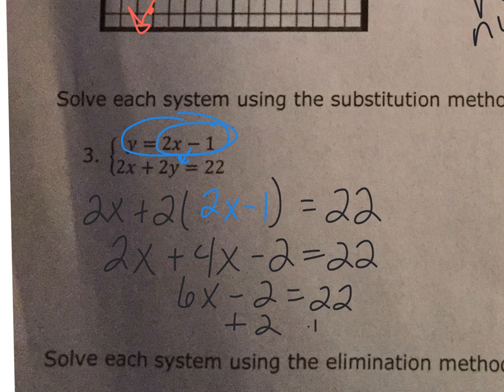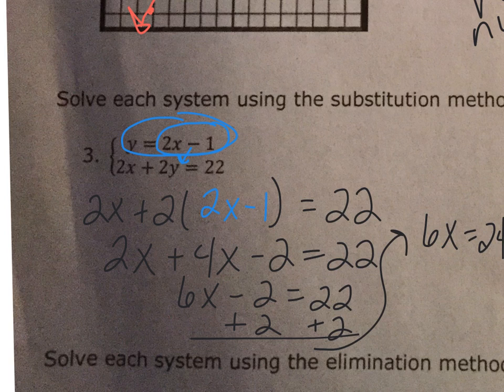Add 2 to isolate x. You end up with 6x equals 24. Divide by 6, so x equals 4. Okay, so I have one of my variables.